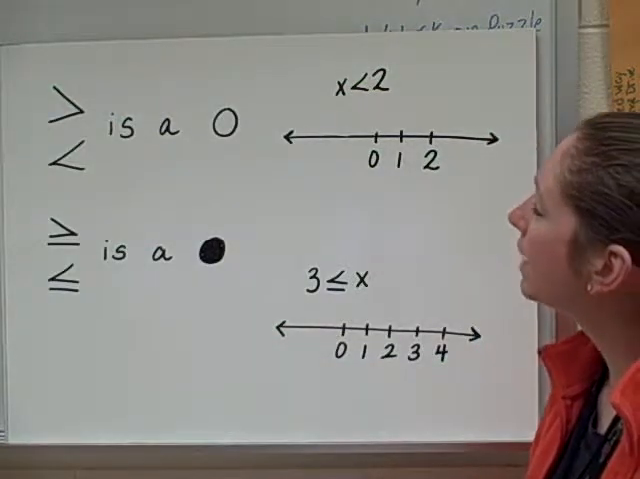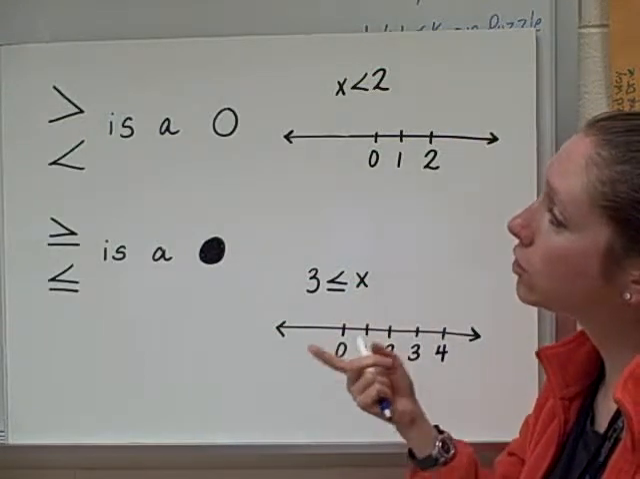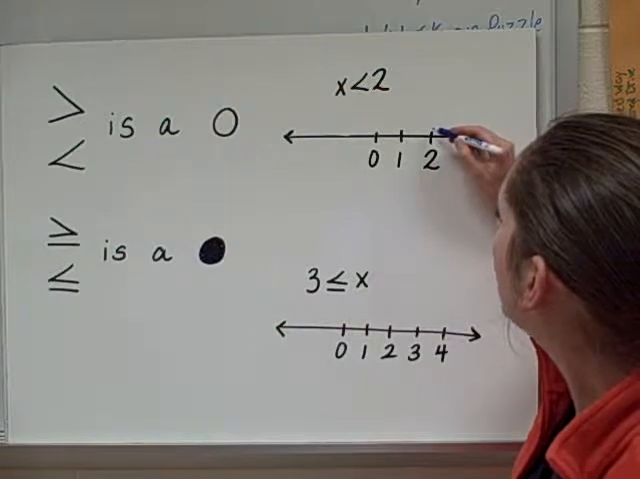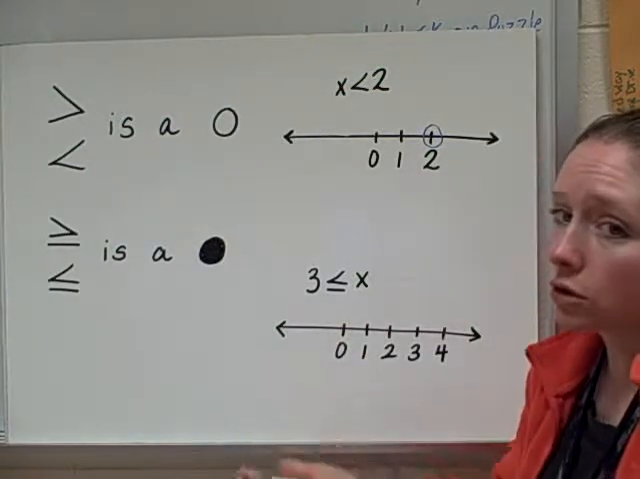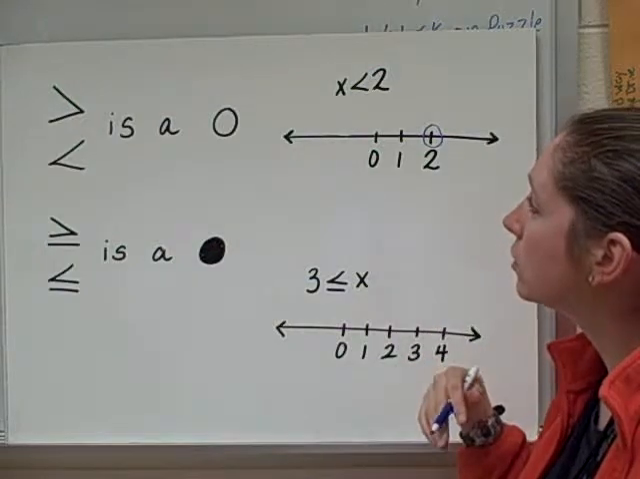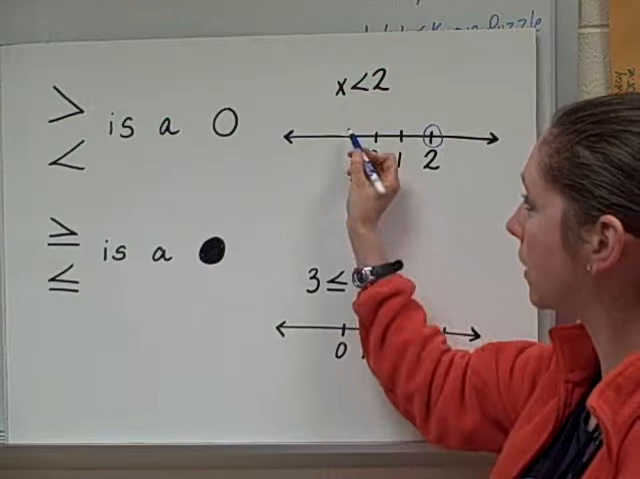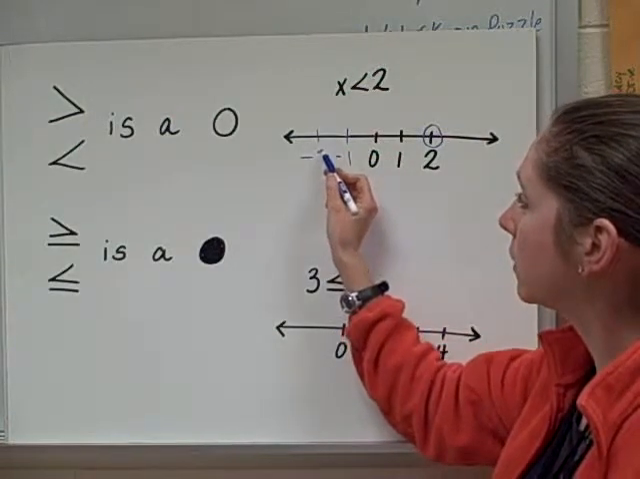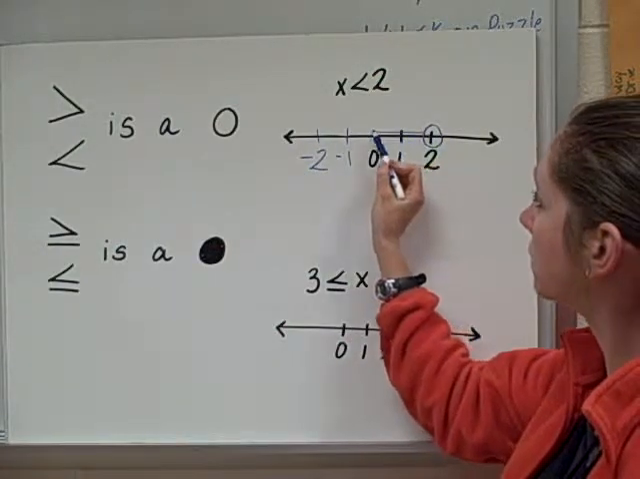So for example, when I see x is less than 2, that means that's going to include all numbers less than 2. So I'm going to use an open circle over the 2 because it doesn't include the 2, but it does include all the numbers that are less than 2, like 1, 0, -1, and so on. So when I shade it, I'm going to shade it in this direction.